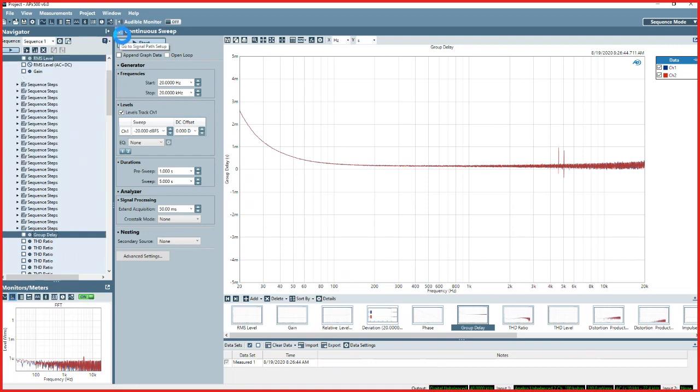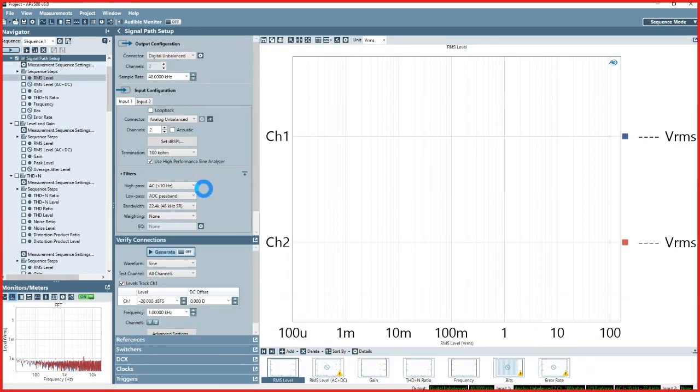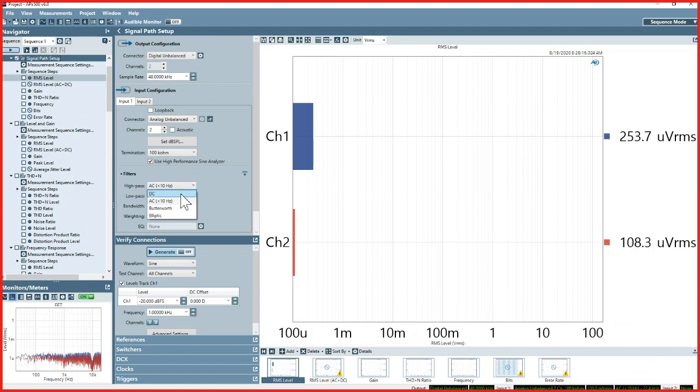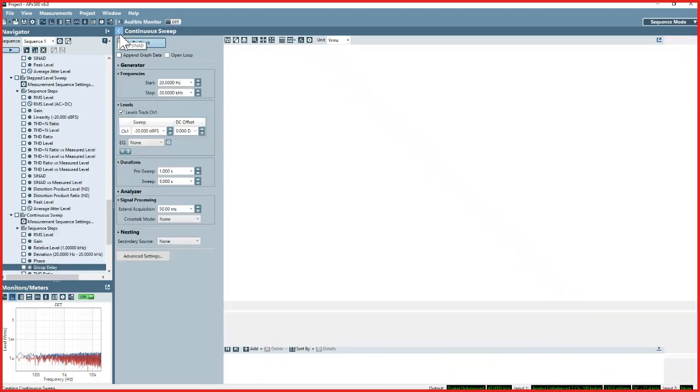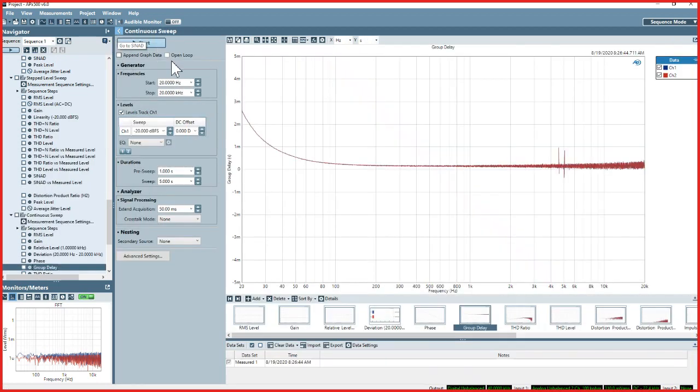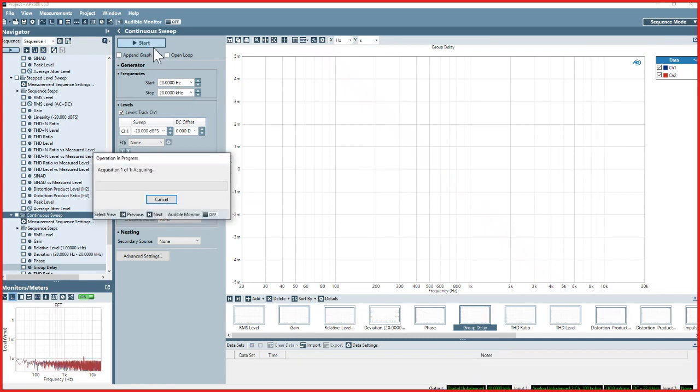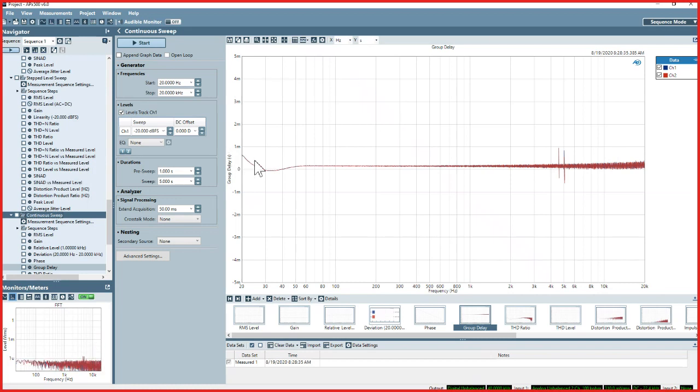So this is one area where I'm going to go back to signal path setup, and I'm going to change my input coupling from AC to DC. And I'm going to do the sweep again. And now we're not conflating any AC coupling in the analyzer with AC coupling in the DUT. Now we're just seeing the group delay of the DUT.